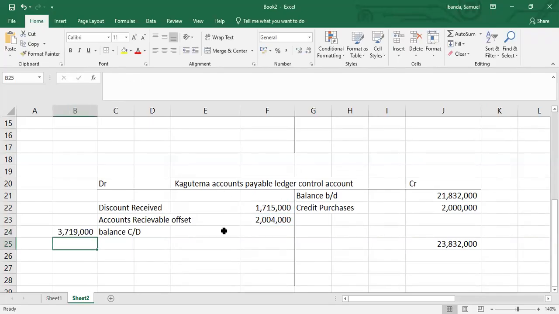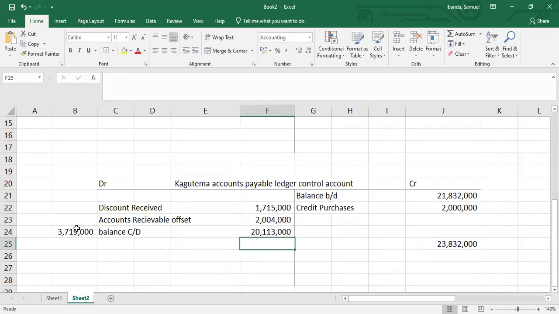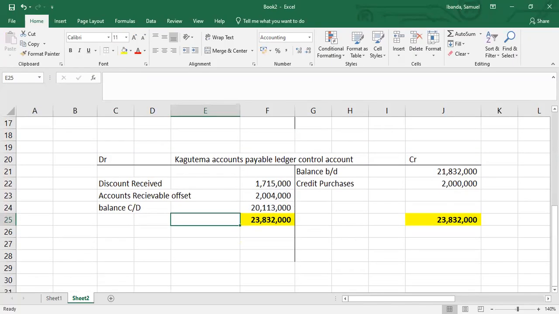This is 3.719. So this will be that minus that. So this is a balance carried down, okay? And once we have a balance down, this total should also be the same thing. Basically, that is what I wanted to effect. So this is how your control account will be. To attempt this, you just needed to understand the dynamics of the accounts payable control account. So that is very, very important for you.